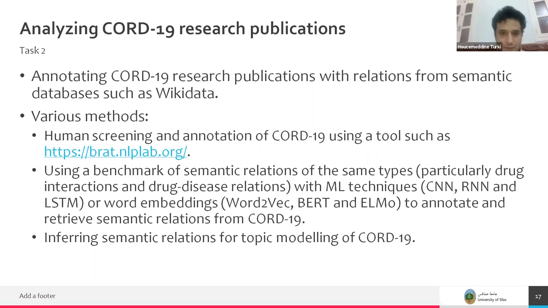Okay, so there are various methods for that. There are the human screening and annotation of the relations using a tool such as BRAT, and the use of benchmarks of semantic relations of the same type, using, for example, drug interactions and drug-disease relations. These are the main ones that exist already. And we use ML techniques, for example, convolutional neural networks, recurrent neural networks, et cetera, or word embeddings, word2vec, BERT, ELMo, to annotate and retrieve the semantic relations from CORD-19. And we can infer them from topic modeling, as I said before.